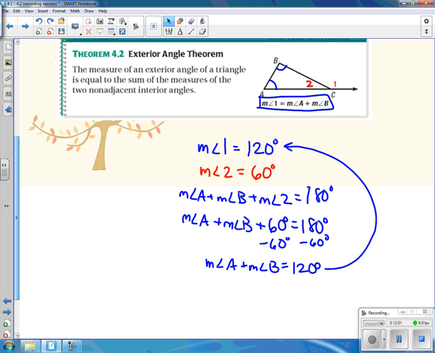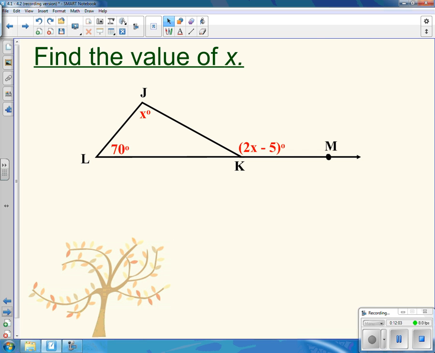All right. So we're going to use that in a quick example right here. Go ahead and pause the video and try this one on your own. Okay, so let's see how you did and if you got this one right.